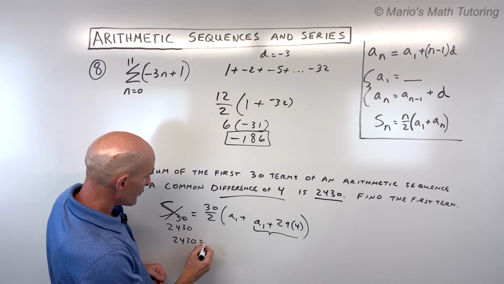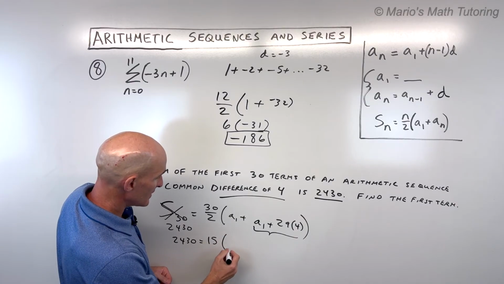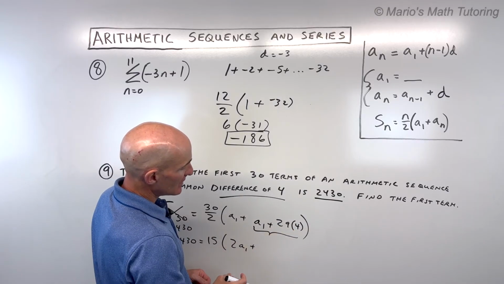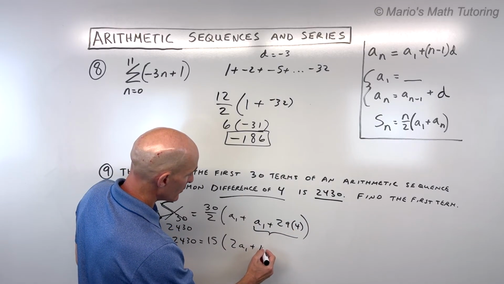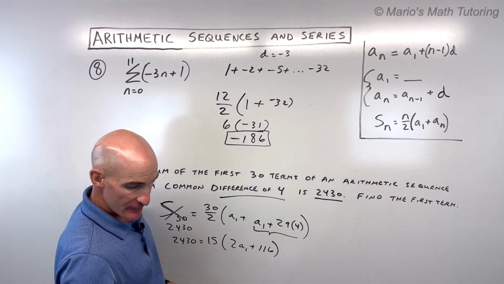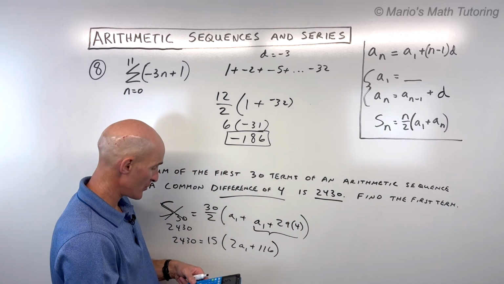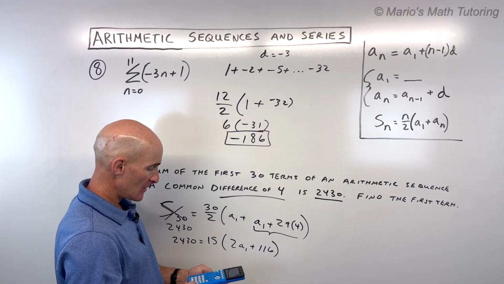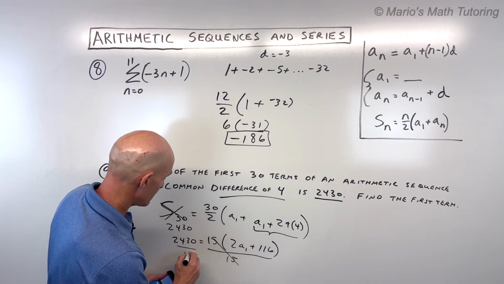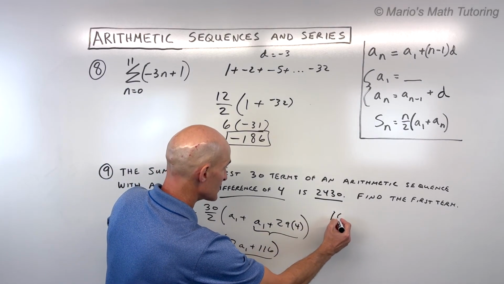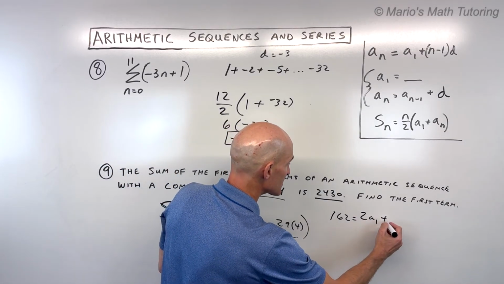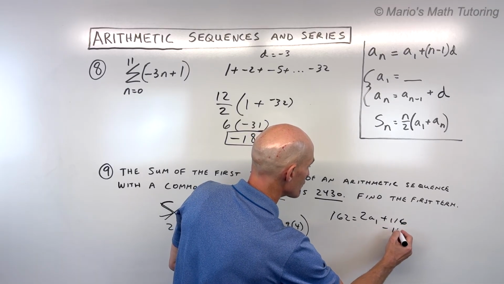So let's simplify a little bit down here. 2,430 equals 15. 30 divided by 2 is 15. We have 2 times a sub 1 plus, let's see, 30 times 4 is 120, minus 4 would be 116. Let's divide both sides by 15. So 2,430 divided by 15, that's 162. Let's just show our work here. Divide by 15, divide by 15. Let me bring this over here. 162 is equal to 2 times the first term plus 116. Let's subtract 116 from both sides.